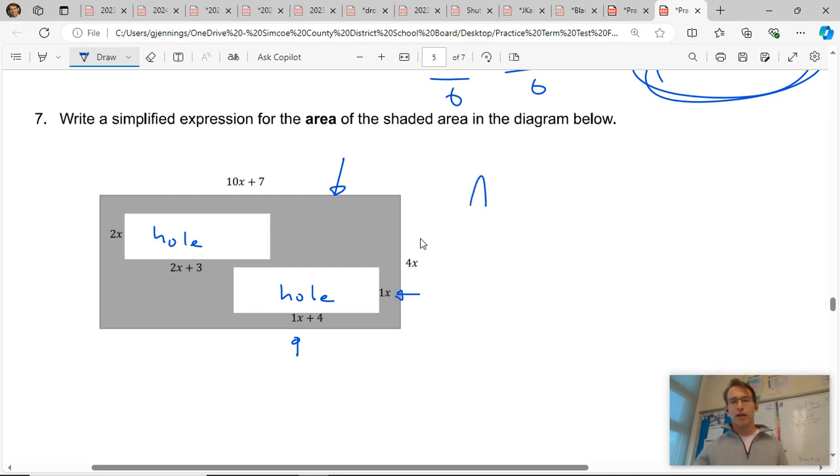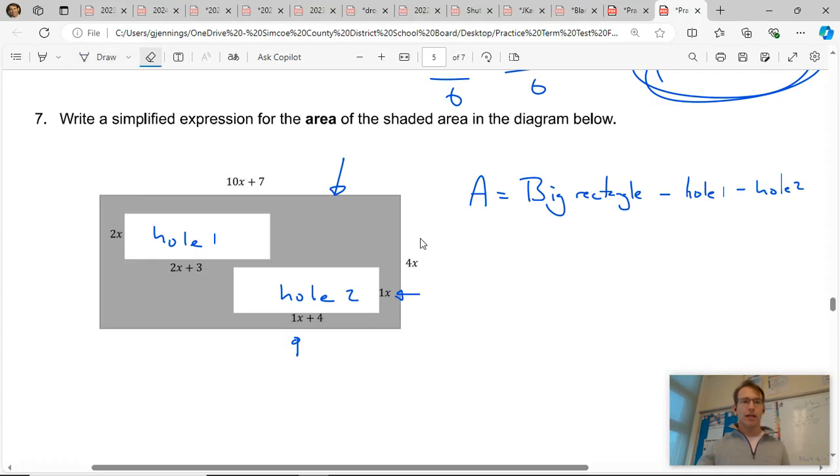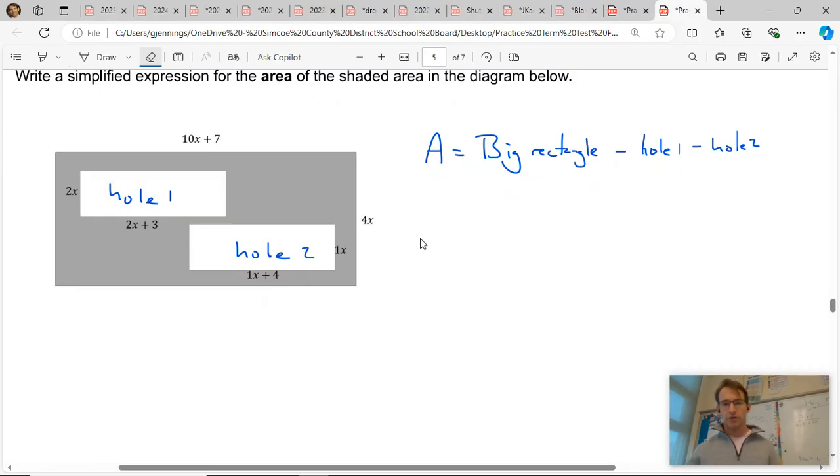So the total area is going to be equal to the big rectangle minus hole 1 minus hole 2. Okay, so here's hole 1 and here's hole 2. And I'm going to create an expression that shows the area of all of these different rectangles. Okay, I know that rectangles have an area that's equal to length times width. So I'm just going to do that. Here, let's call this the width and let's call that the length because reasons.